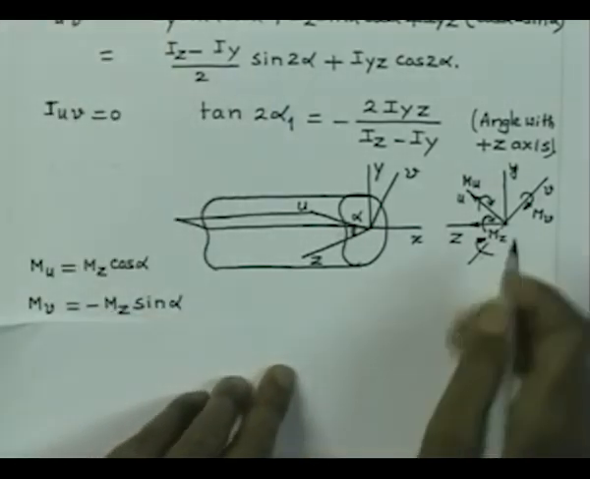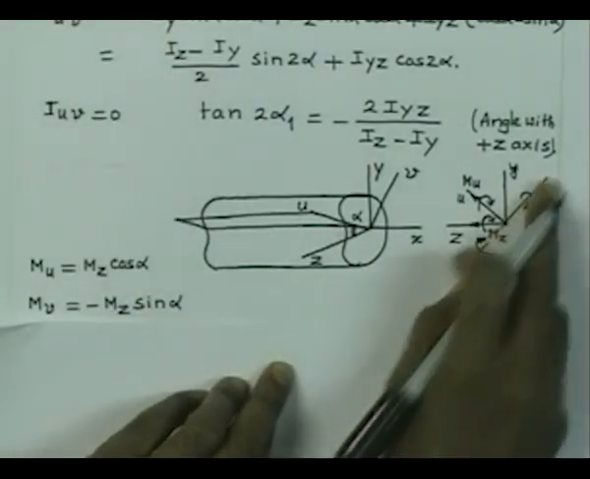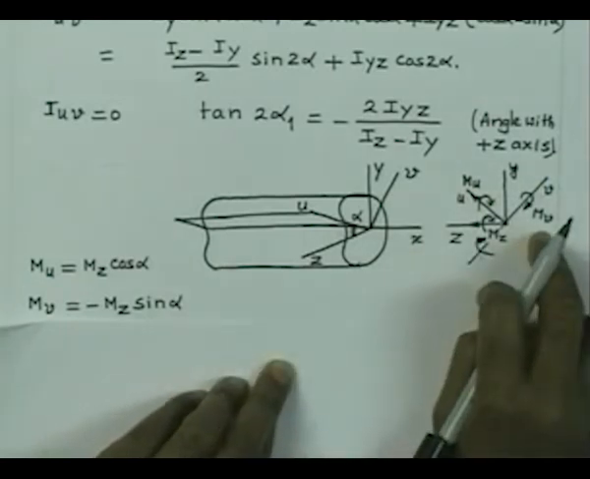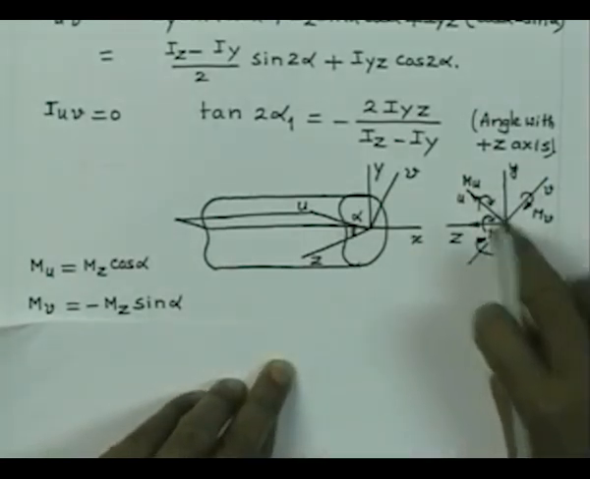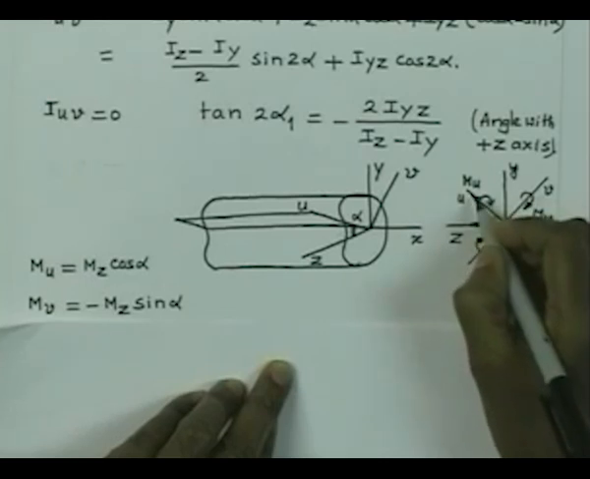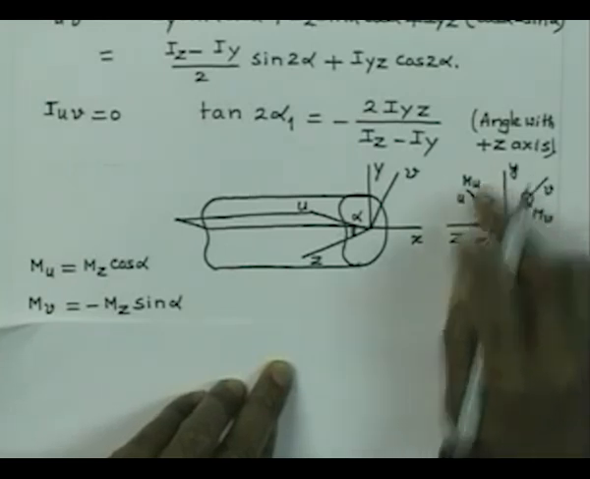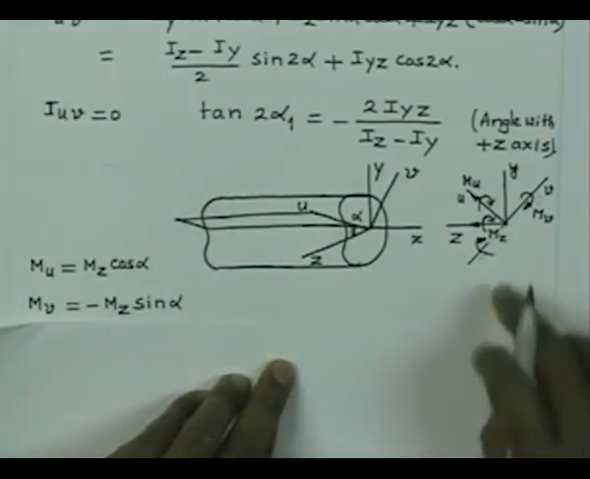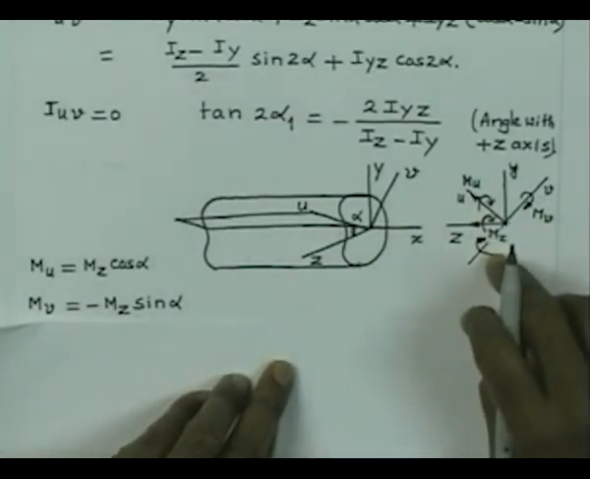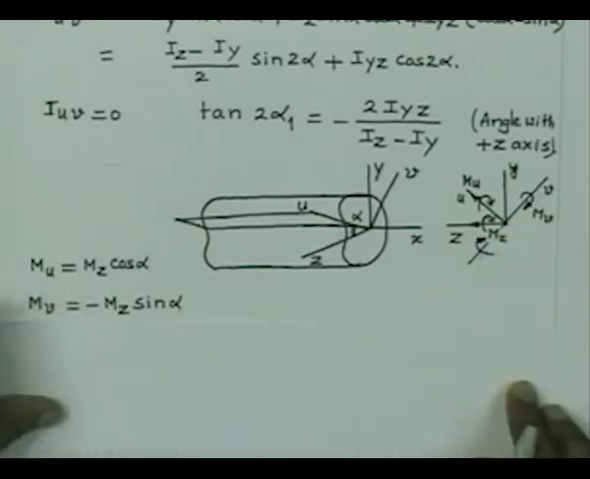I am trying to say that it obeys the right hand screw rule. If you rotate a right hand screw, it will go in that direction, so that is my positive direction. Similarly, in this case I also have the right hand screw rule. If the screw moves in this direction, that is the positive bending moment. That is the rule I have adopted, and the component of this will be exactly opposite, so a negative sign comes here.